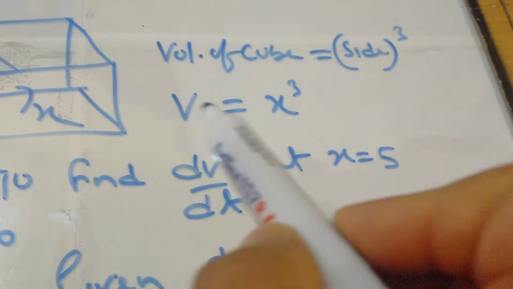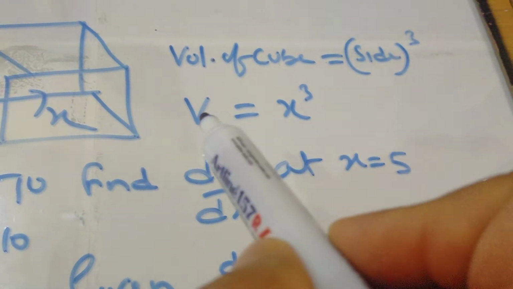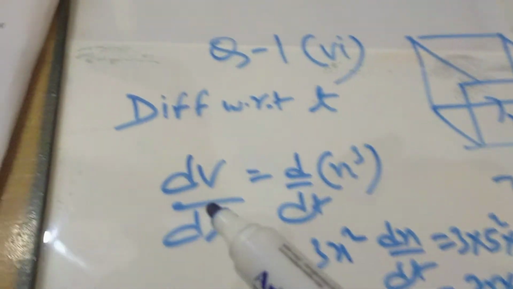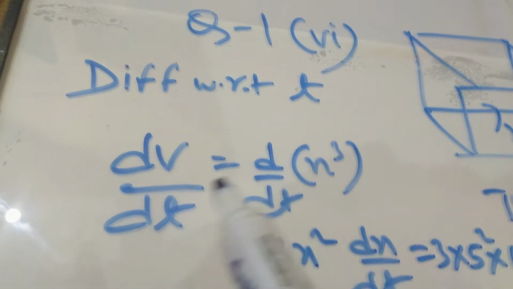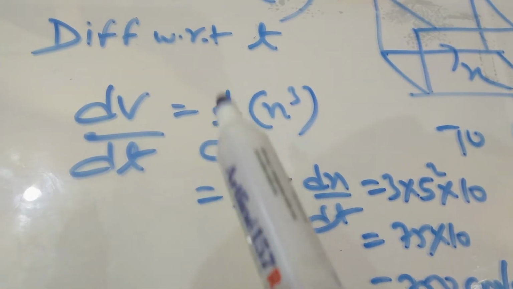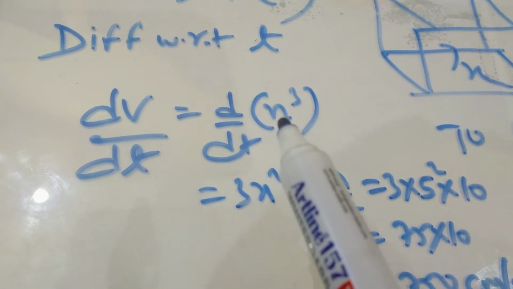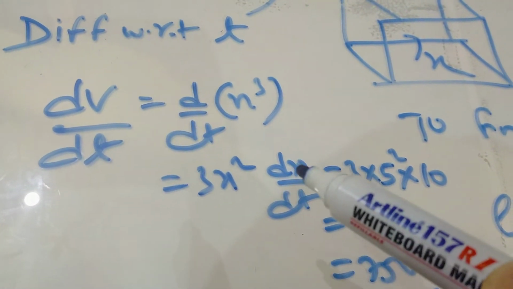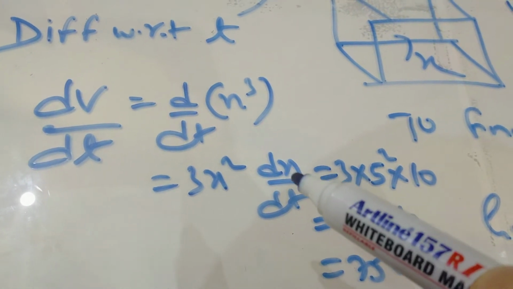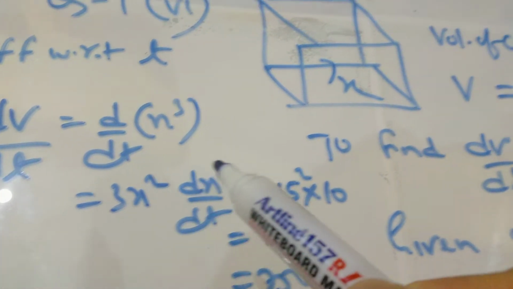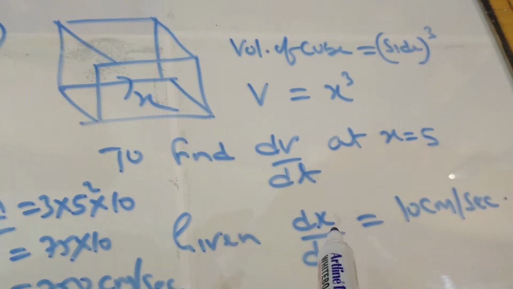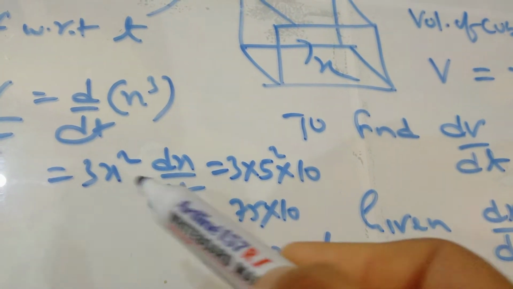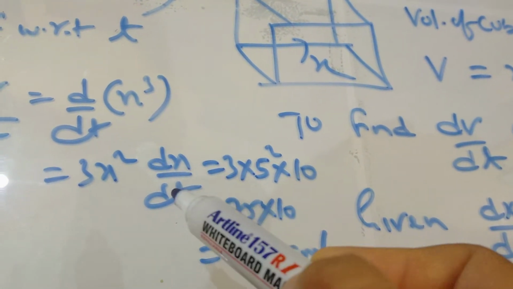So if I differentiate both sides with respect to t, here there is no t, here there is no t, so chain rule we have to apply. Differentiating with respect to t, dV upon dt is equal to d upon dt of x cube, and by applying chain rule it will be 3x square, and we have to multiply by d upon dt of x. As you know, x is given to you, it is 5, and the value of dx upon dt is also given, 10. So these values I have substituted here. In place of x I have written 5, and in place of dx upon dt I have written 10.